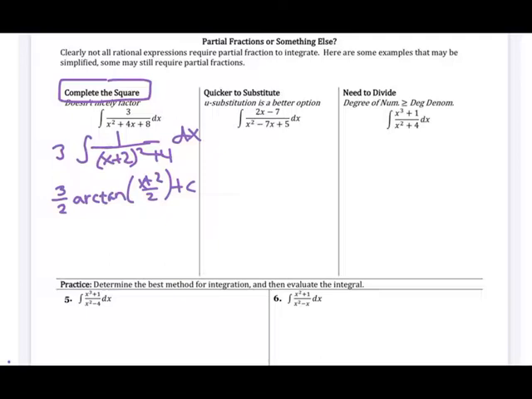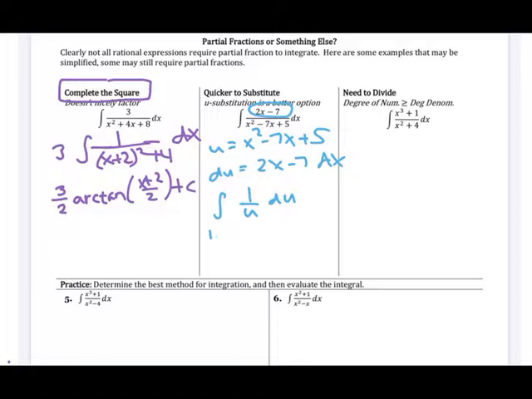So always at least mentally check, could I use U-substitution? On this second one, if I let u equal everything in the denominator, that would give me that du is 2x minus 7 dx, which happens to also just be what was in the numerator. So this is going to become the integral of 1 over u du, which is just natural log of the absolute value of u plus c, or natural log of the absolute value of x squared minus 7x plus 5 plus c.